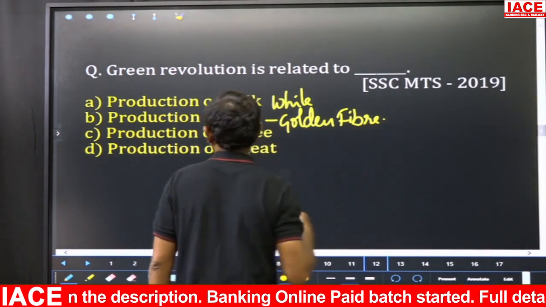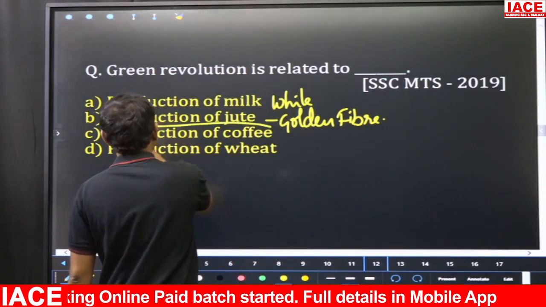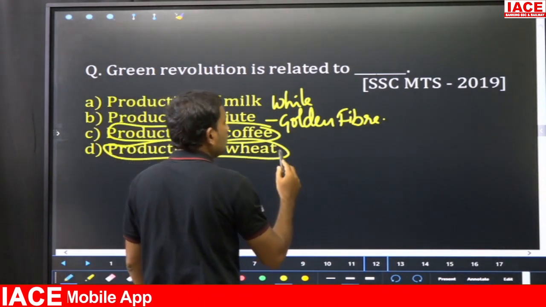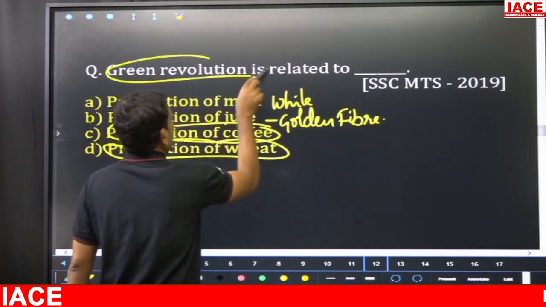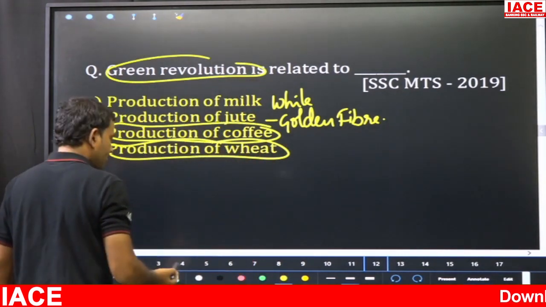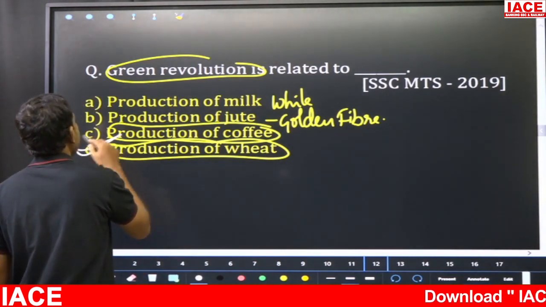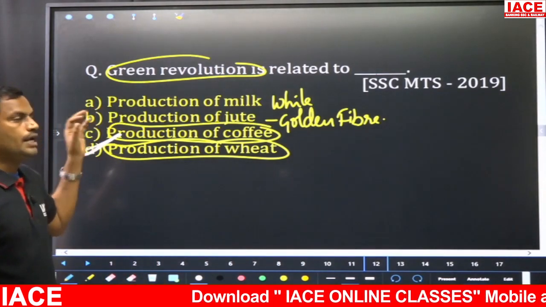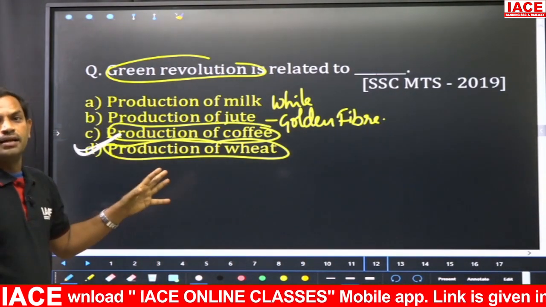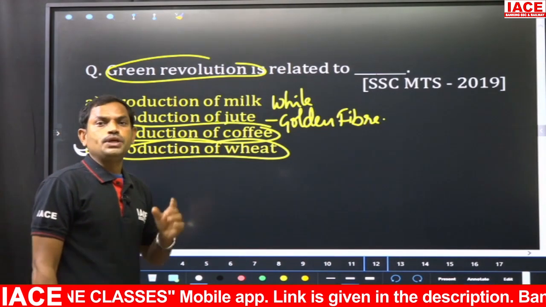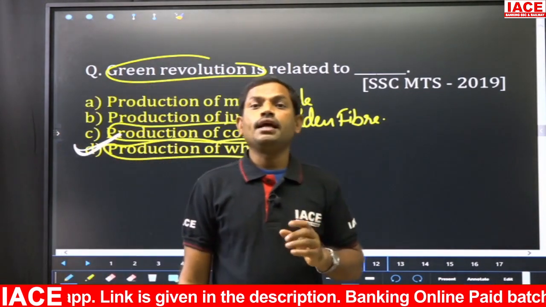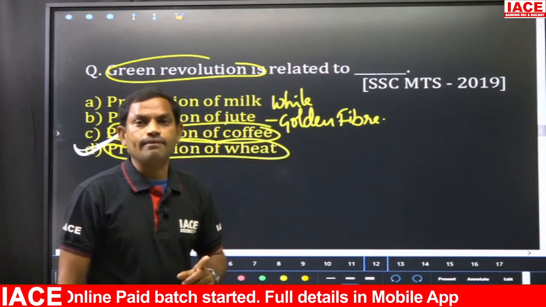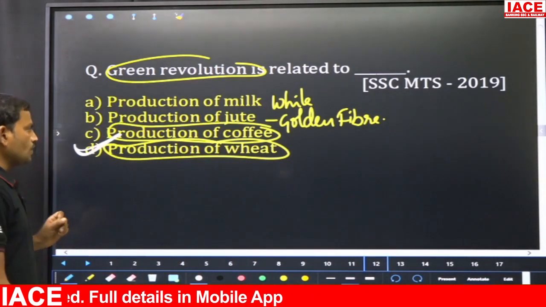Then the production of coffee, but that is not particularly there. Then the production of wheat, that means it is an agricultural product, so it can be placed under the Green Revolution. So the answer is option D. The production of wheat is the term related to this Green Revolution, and we know MS Swaminathan became the father of the Indian Green Revolution, and in the world we can say Norman Borlaug. Norman Borlaug is treated as the father of the Green Revolution. Here the answer is option D.